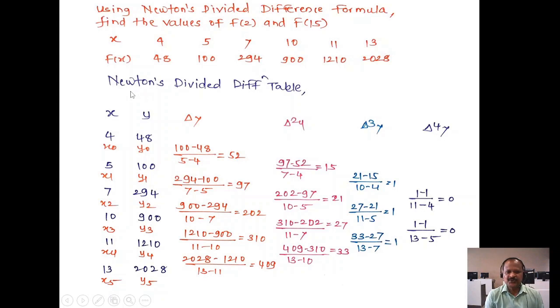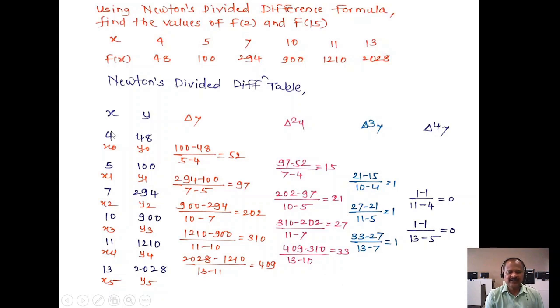After this you have to draw the Newton's divided difference table. So you can write here x, y. Then the first difference is denoted by delta y. The second difference is denoted by delta square y. The third difference is denoted by delta cube y. And the fourth difference is denoted by delta raised to 4 y.